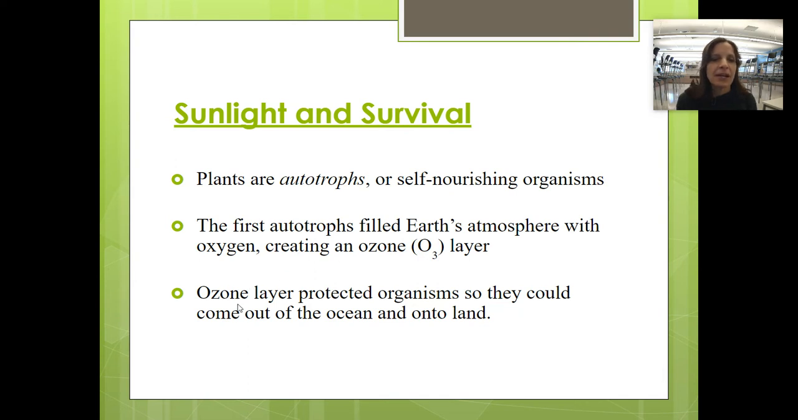There's the bell. And what ozone is so important for is that the ozone layer protects us who live on land from UV rays. And so before we had an ozone layer, everything had to live in the ocean.